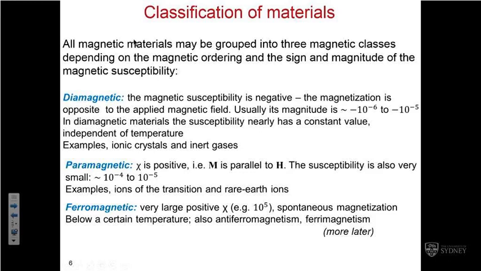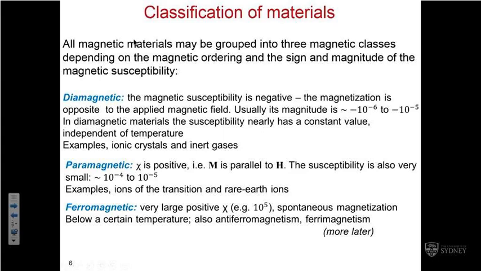And so we have that the magnetization is parallel to H, and it's also fairly small, of the order of 10 to the minus 4 to 10 to the minus 5. Then we have the probably more well-known kinds of magnetism, ferromagnets, where the susceptibility is really large, of the order 10 to the 5. This is when you get spontaneous magnetization. You don't need a magnetic field to induce the magnetism in these materials.